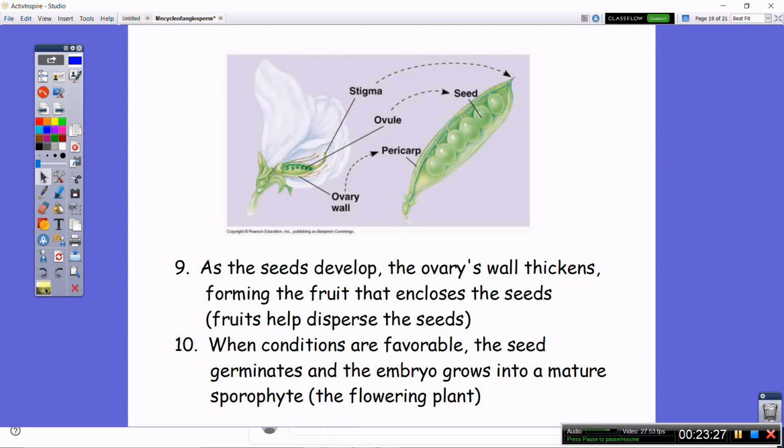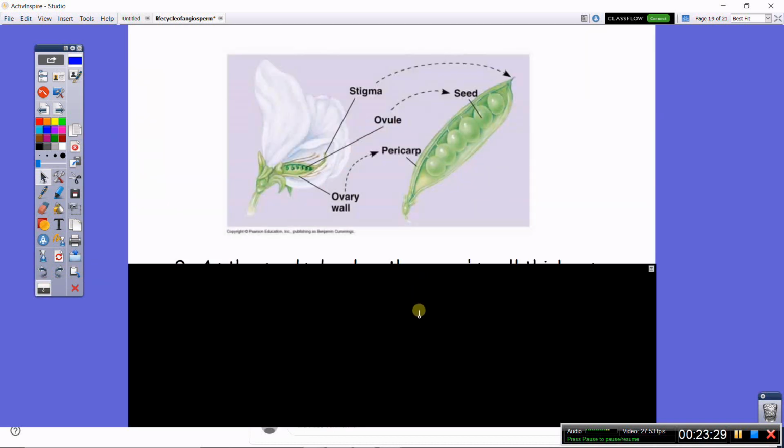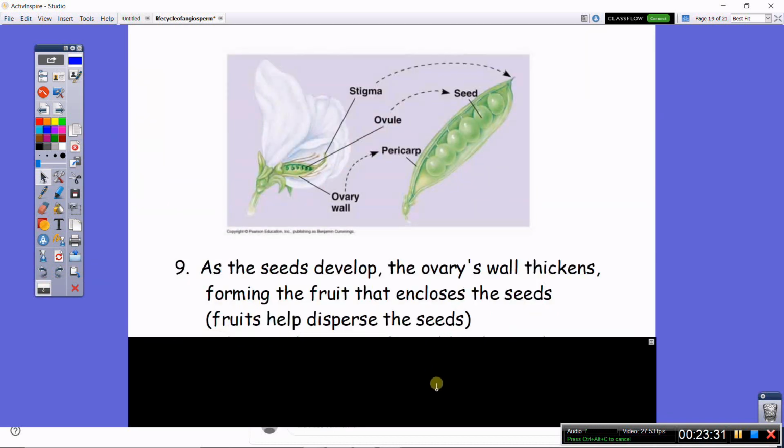All right, let's finish up our cycle. We are almost done. So as the seeds develop, the ovary's wall thickens, forming the fruit that encloses the seed. So upon fertilization, remember, the ovary becomes the fruit, the ovules become the seeds.